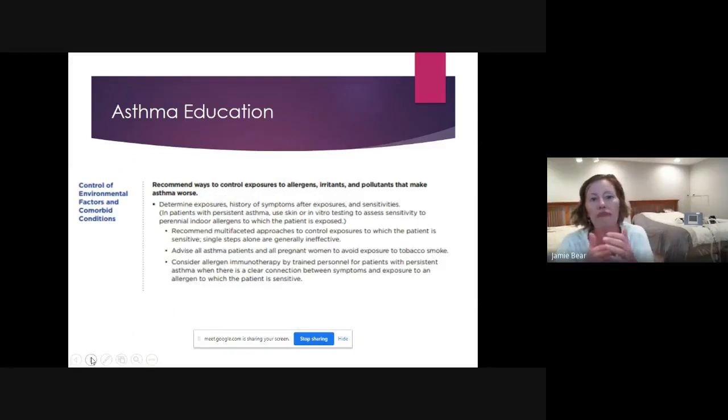And then just recommending ways to control exposures is a really big deal. So allergens, irritants, pollutants that make their asthma worse. So they have to know what made them worse and then how to avoid those triggers, and then to look for symptoms and know what to do. So really having that asthma plan.